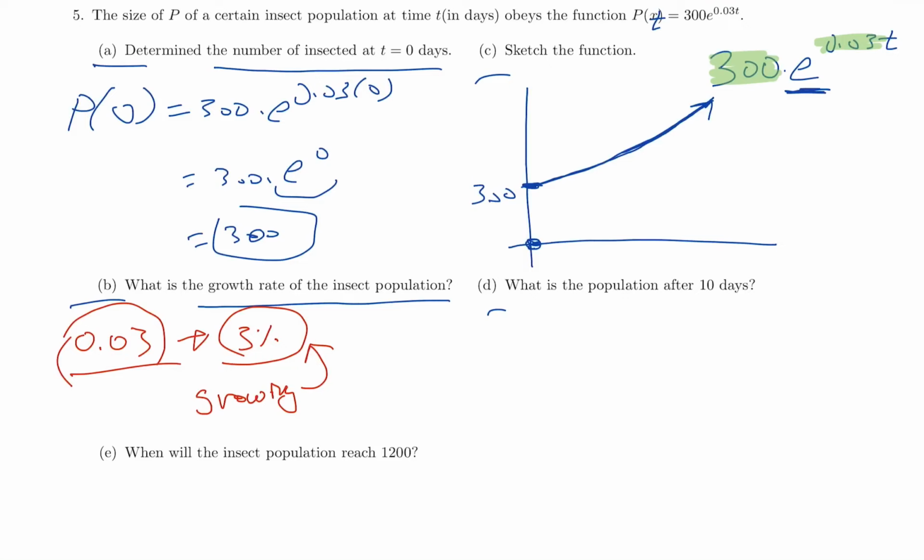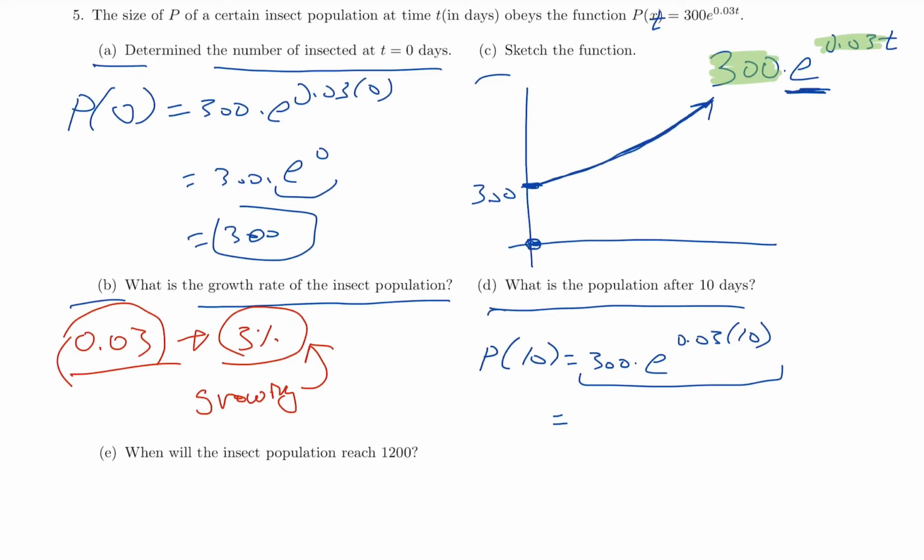Okay, now let's look at part D. What is the population after 10 days? That means we just plug in P of 10: 300 e to the 0.03 times 10. Again, for a quiz, this will be good enough. But on the homework, they ask you to round to the nearest whole number, and you only round at the final answer. This is the final answer, so you can just type it in Google.